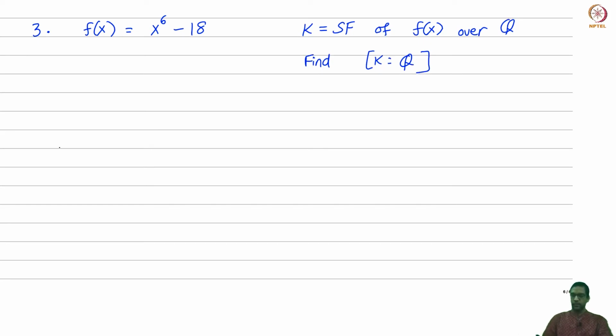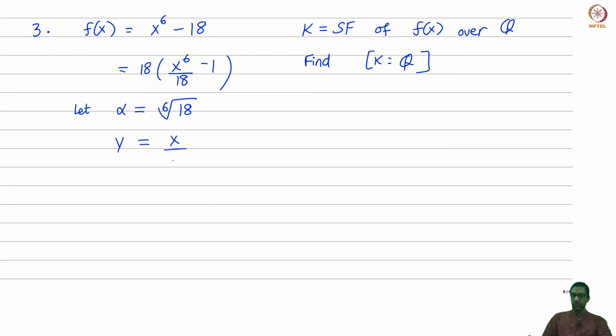Okay, so let's do this. So let's rewrite it as follows. I'll pull the 18 out, write it as x to the 6 by 18 minus 1. Okay, and let me just call the first term y to the 6. So clearly there is an obvious root of this polynomial that I can write out, which is just the 6th root of 18. Okay, it's a real root. So let alpha denote that real root, the 6th root of 18.